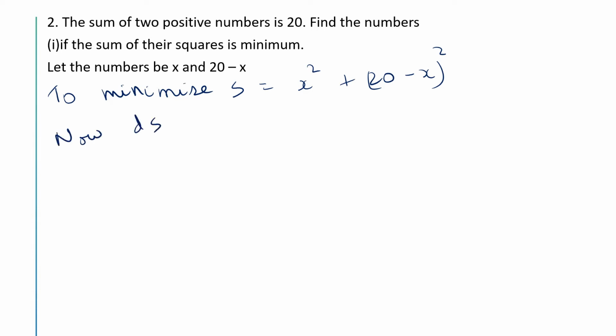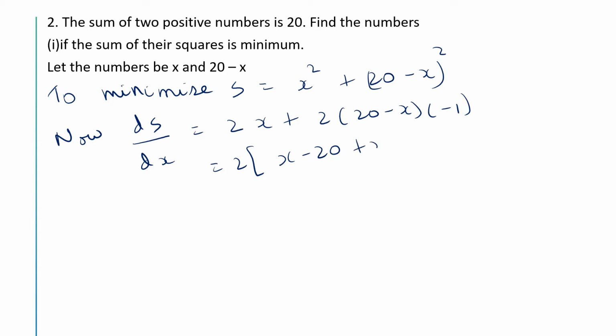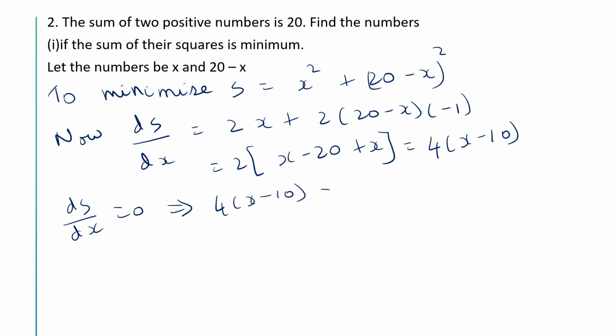First we will differentiate this with respect to x. ds by dx is 2x plus 2 into 20 minus x into minus 1. Or this is equal to 2 into x minus 20 plus x. So it is 2 into 2x minus 20, or it is 4 into x minus 10. At the critical points, we have ds by dx equal to 0, which means 4 into x minus 10 equal to 0. Therefore, x is equal to 10.